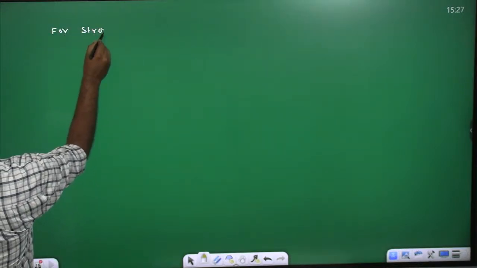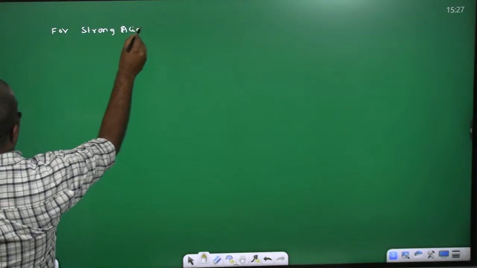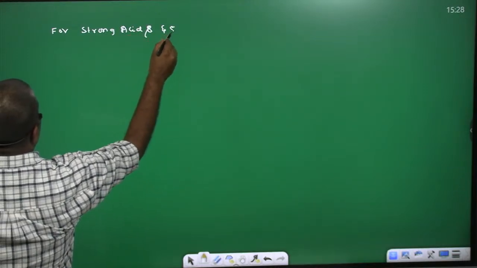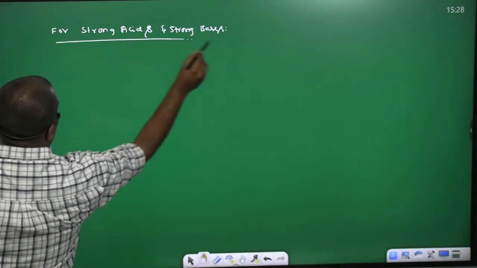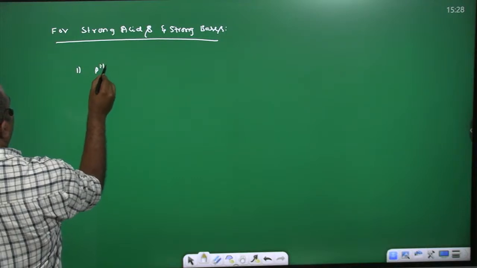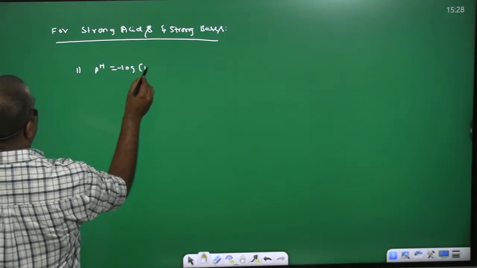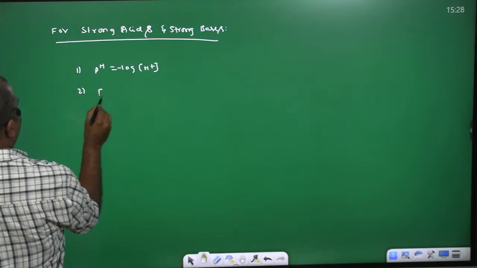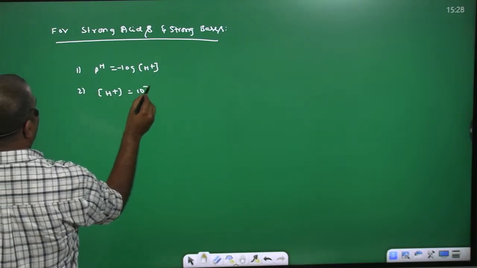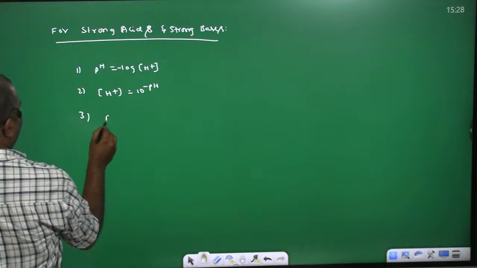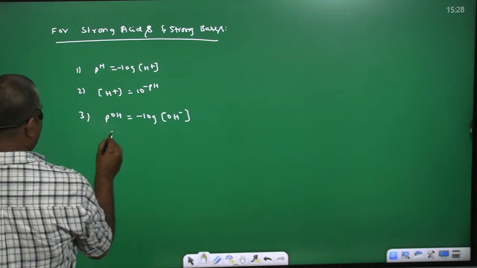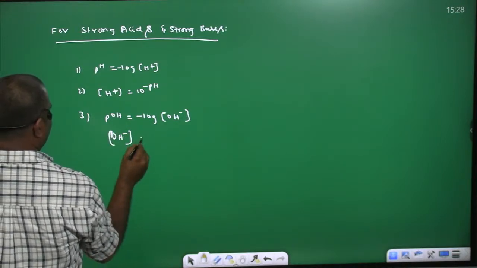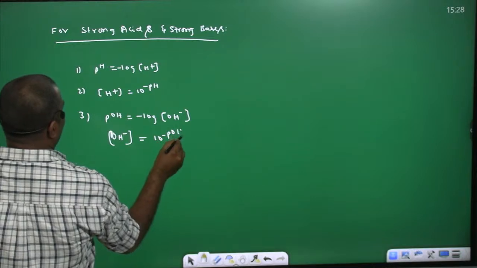Ionic equilibrium. For strong acids and strong bases, we are going to use these kinds of formulas. pH equal to minus log concentration of H plus. If you need to find concentration of H plus, that equals 10 power minus pH. In the same way, pOH equal to minus log concentration of OH minus. OH minus concentration equals 10 power minus pOH.